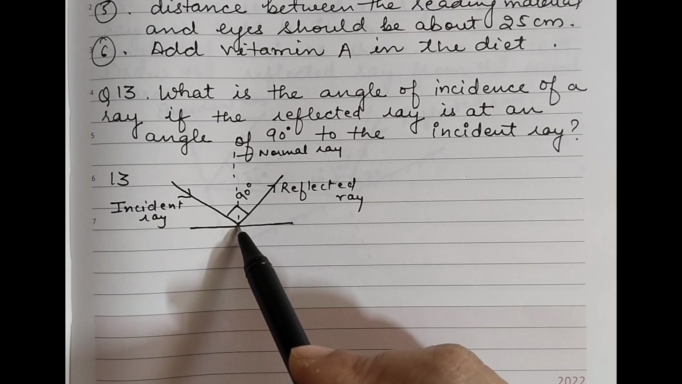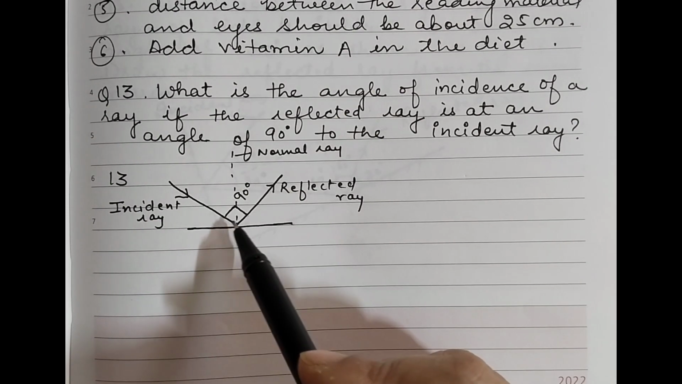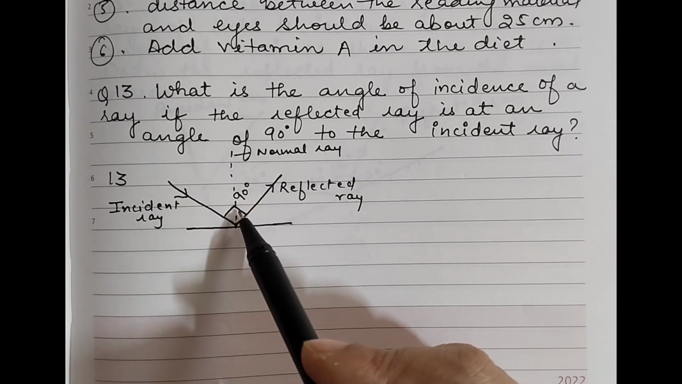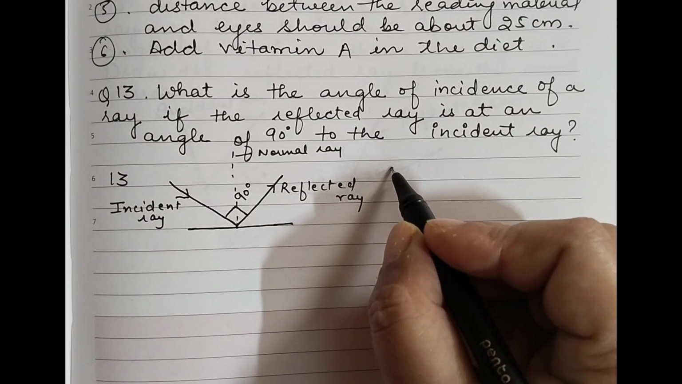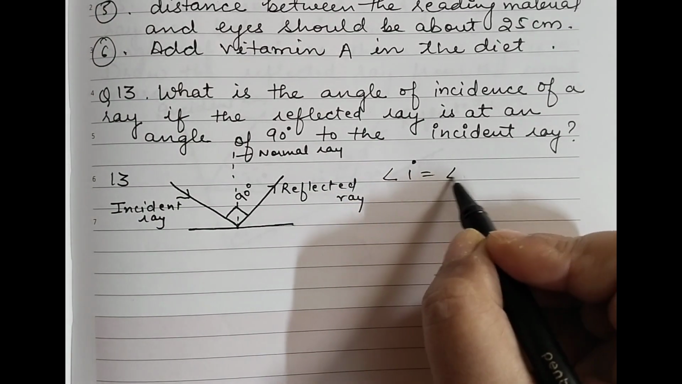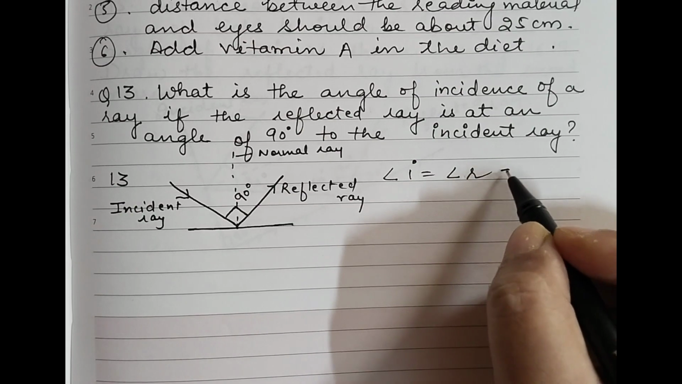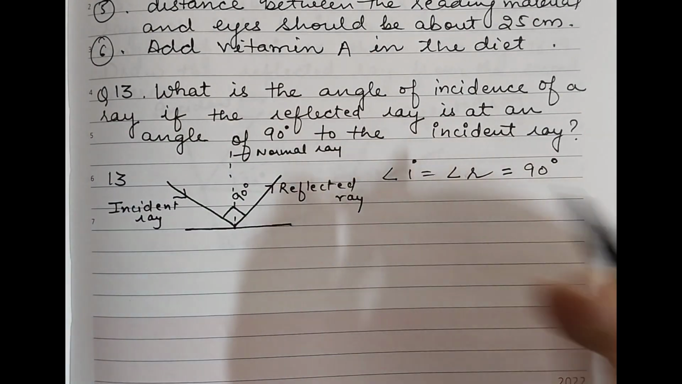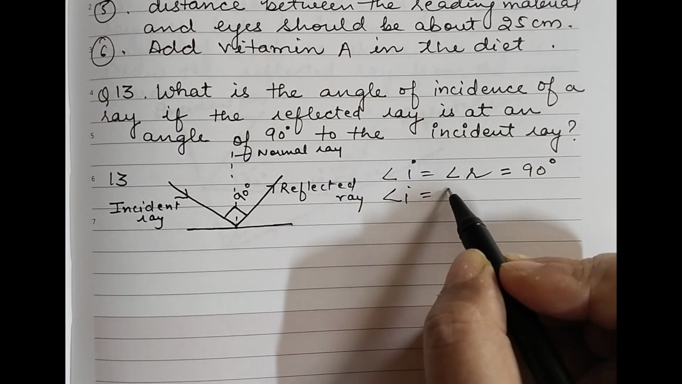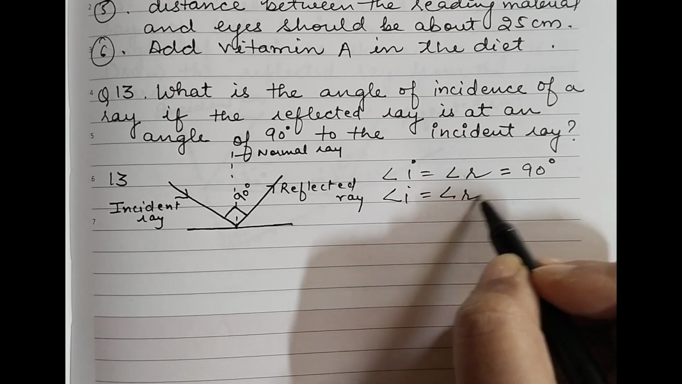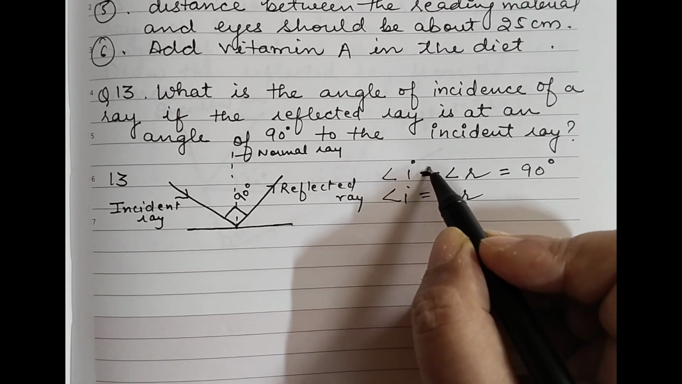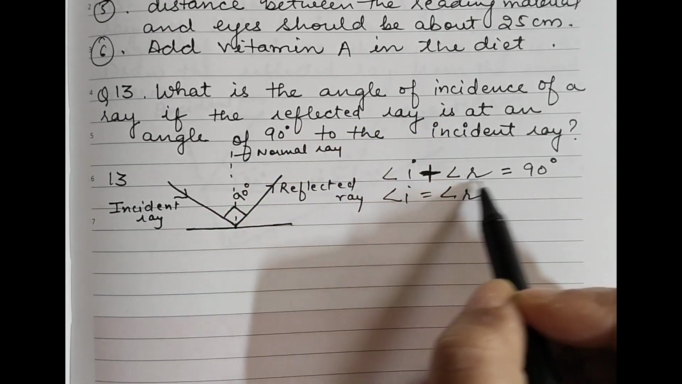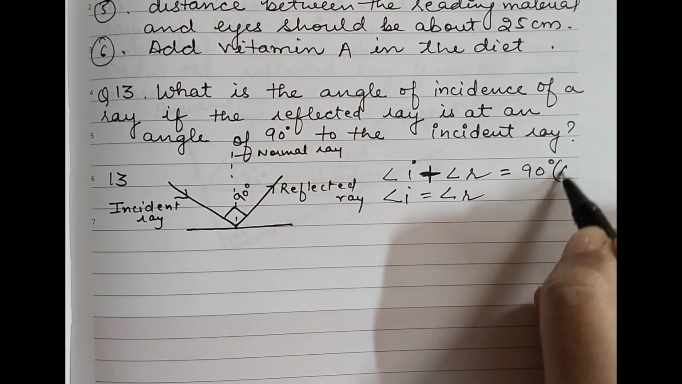Reflected ray is at the angle of 90 degree to the incident ray. It means total angle is 90 degree. Clear? We know angle of incident is equal to angle of reflection, and both are making an angle of 90 degree. As angle of incident is equal to angle of reflection, this is given. Angle of incidence plus angle of reflection is 90 degree. This is given.